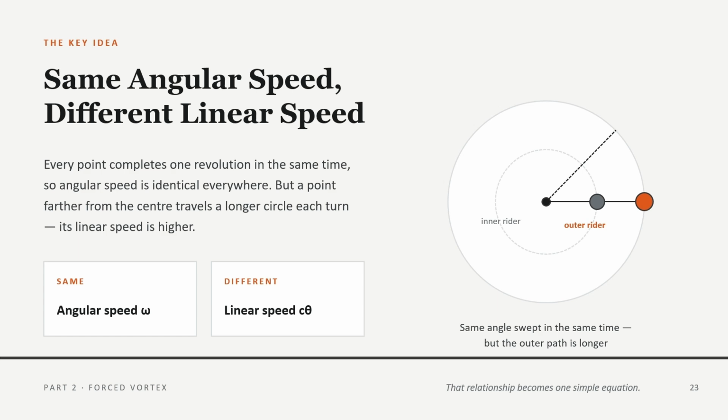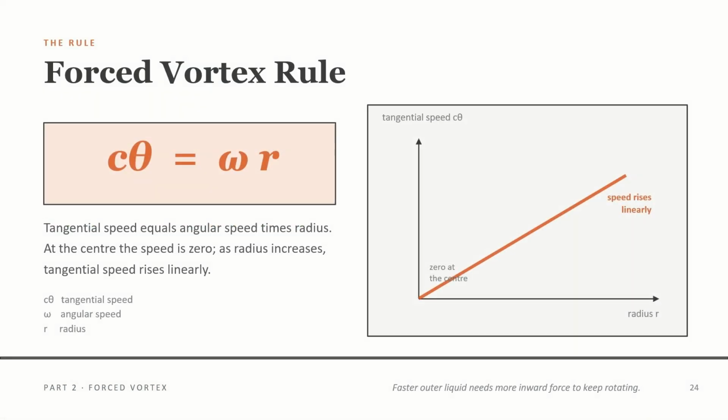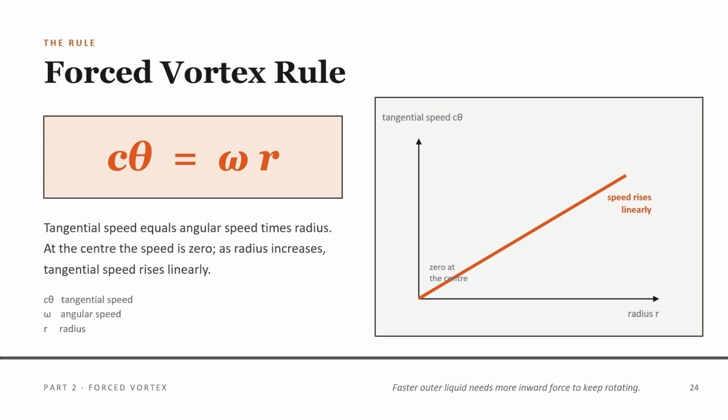Forced vortex rule. For forced vortex flow, we write c theta equals omega r. Tangential speed equals angular speed multiplied by radius. At the center, tangential speed is 0. Moving outward, speed rises linearly.